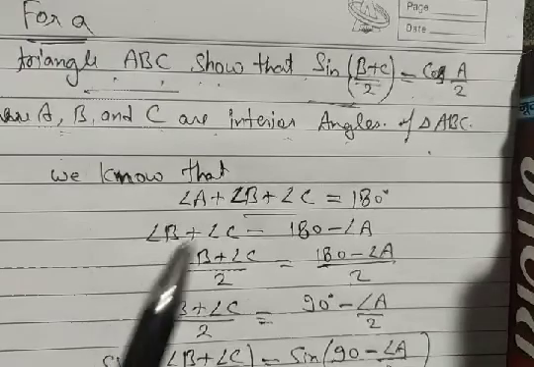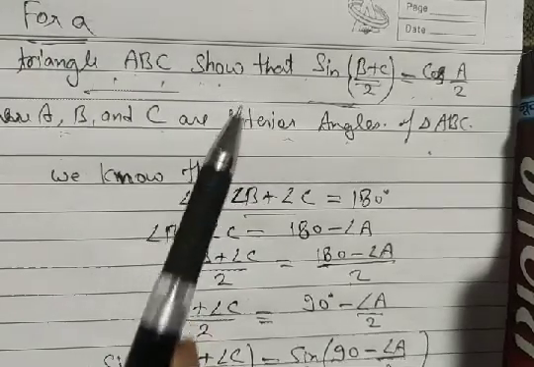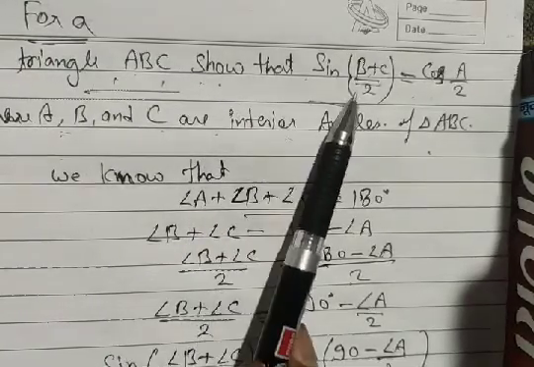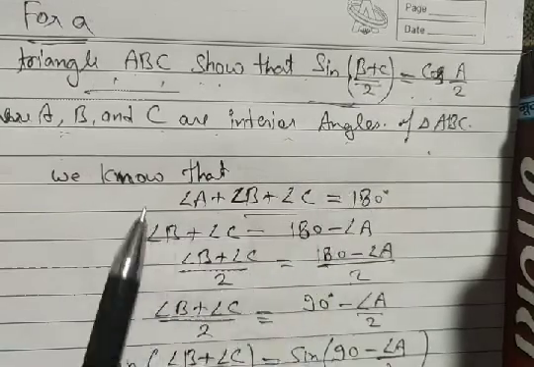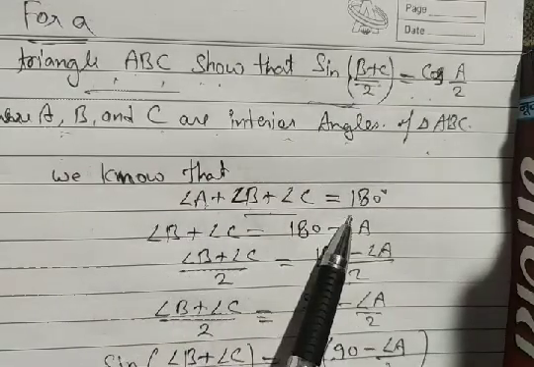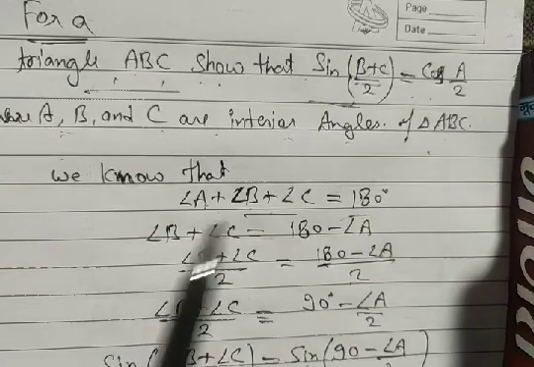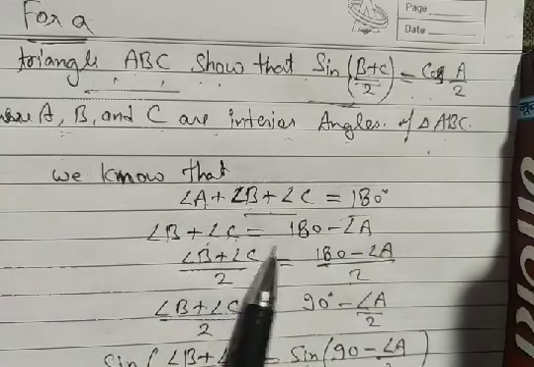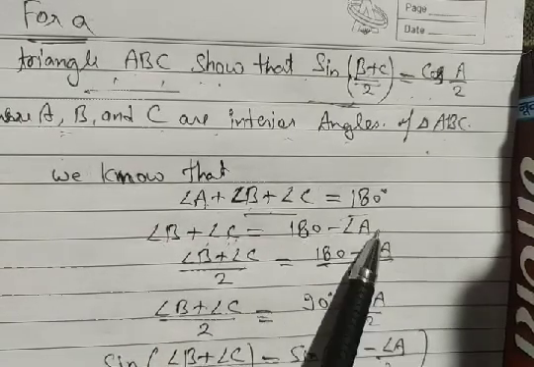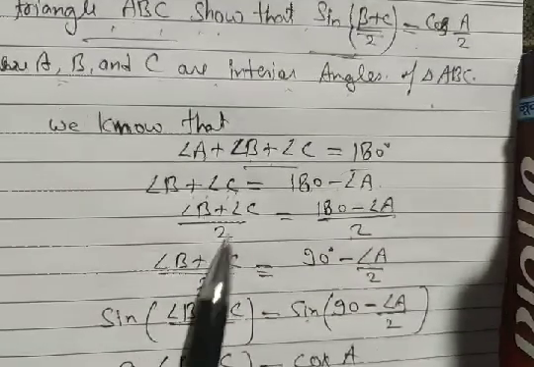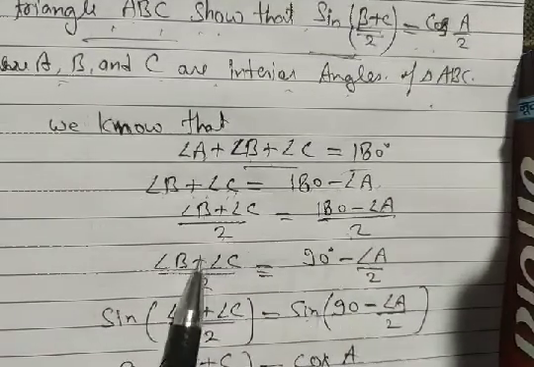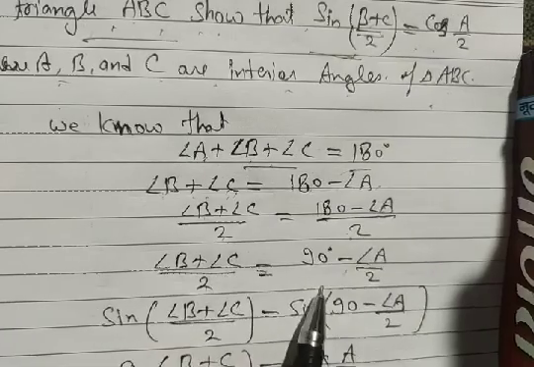I'm going to explain this problem again. It is an important problem: sin((B + C)/2) equal to cos(A/2). We know the sum of angles B plus C is 180 degrees minus A. Then dividing by 2, we get (B + C)/2 equal to 90 minus A by 2.